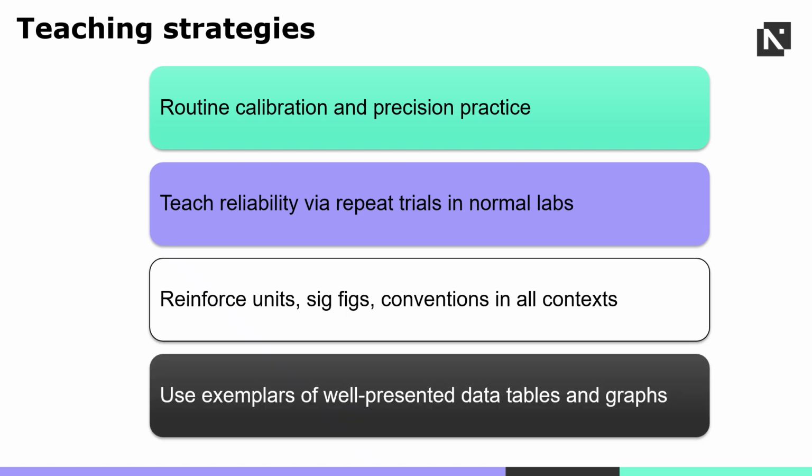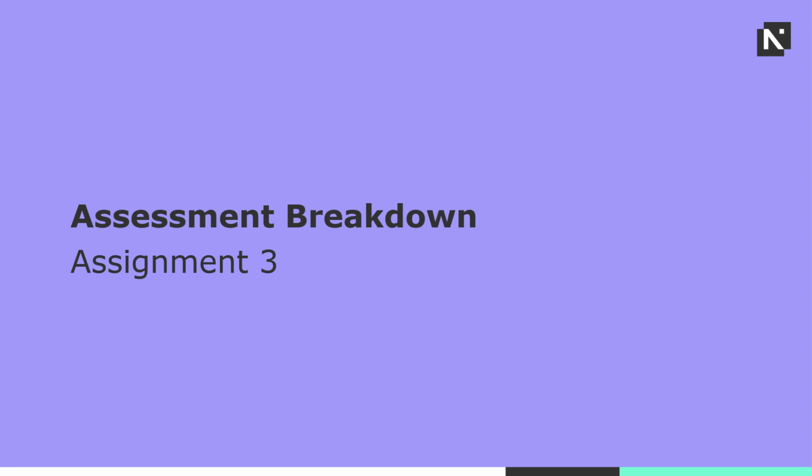Finally, make strong use of exemplars showing students what a well-constructed data table or a correctly scaled graph looks like, and modelling the difference between incomplete and complete presentations. These approaches can move students from amber into green performance. So we'll now move on to assignment 3, which combines a scientific report with a professional discussion.